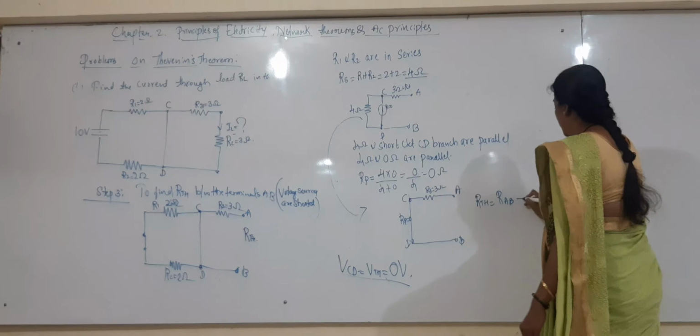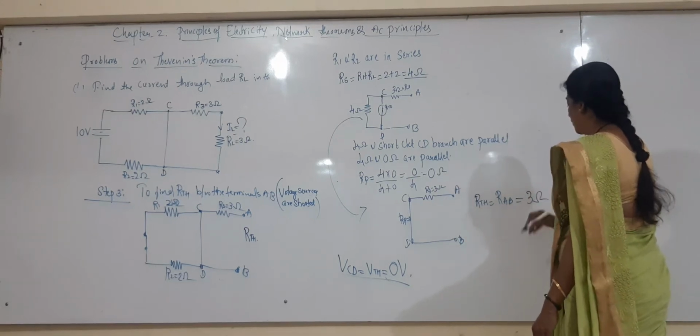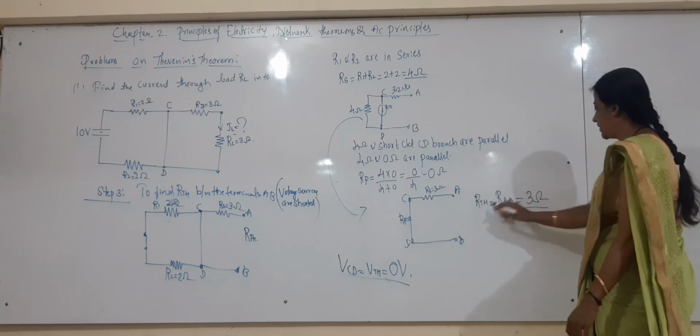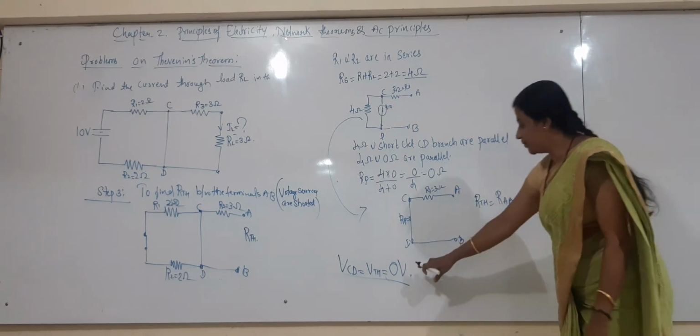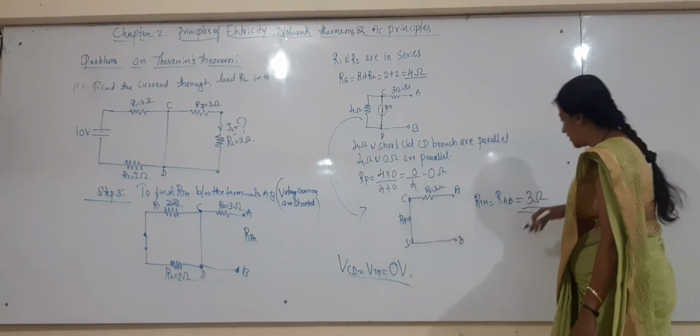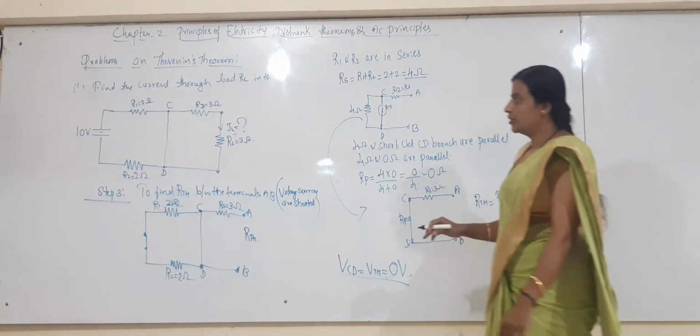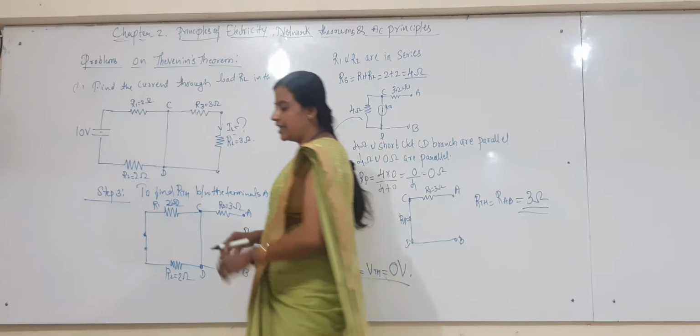B. So that is equal to how much? 3 ohm plus 0. 3 ohm plus 0 means it is 3 ohm itself. RTH is 3 ohm. So now we have calculated VTH and we have calculated the Thevenin's resistance. Now draw the Thevenin's equivalent circuit.